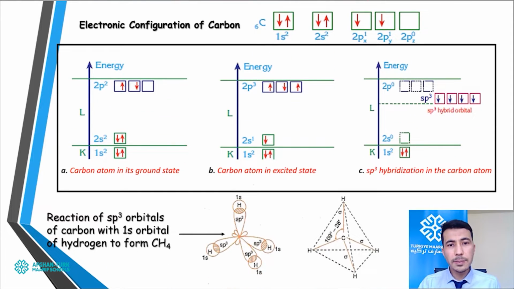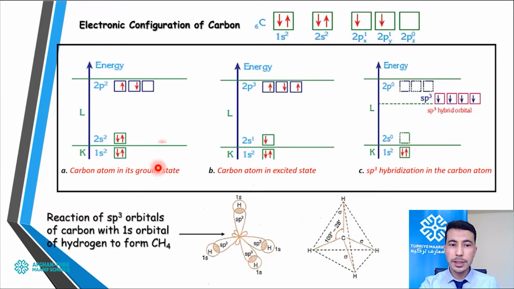Let's work upon an example. The example for sp3 hybridization is carbon. Actually, carbon can also make sp2 and sp hybrid orbitals as well, but we are studying sp3 for right now. The electronic configuration of carbon is 1s2, 2s2 and 2p2.